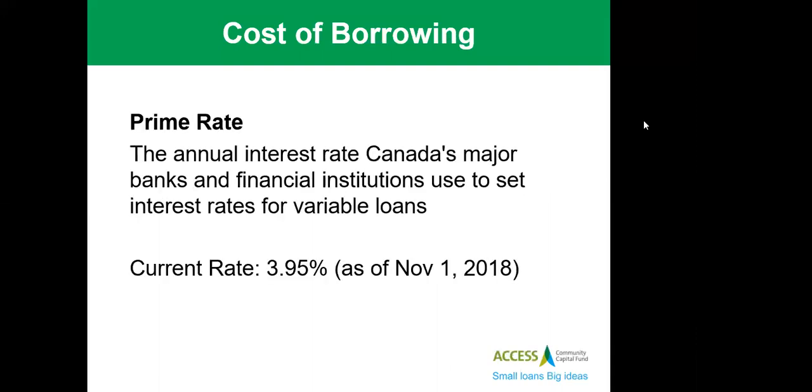Before I compare the borrowing cost, it's important to understand what the prime rate is. I'm sure you have heard people talking about prime rate all the time. For those of you who don't know, prime rate is the annual interest rate Canada's major banks and financial institutions use to set interest rates for variable loans. So it's a benchmark rate, and currently the rate is at 3.95%.